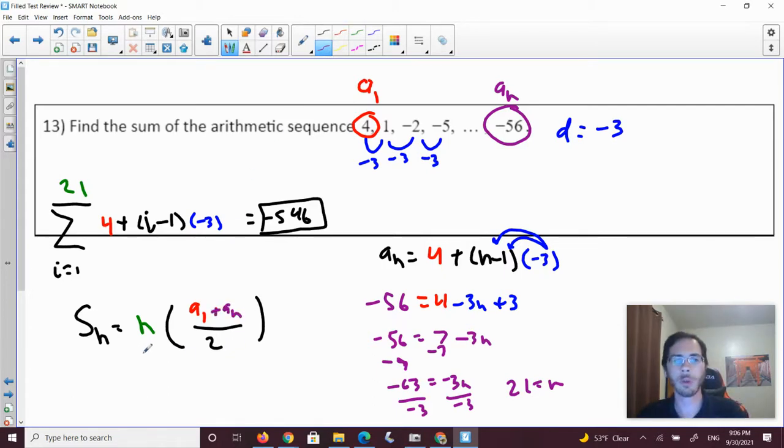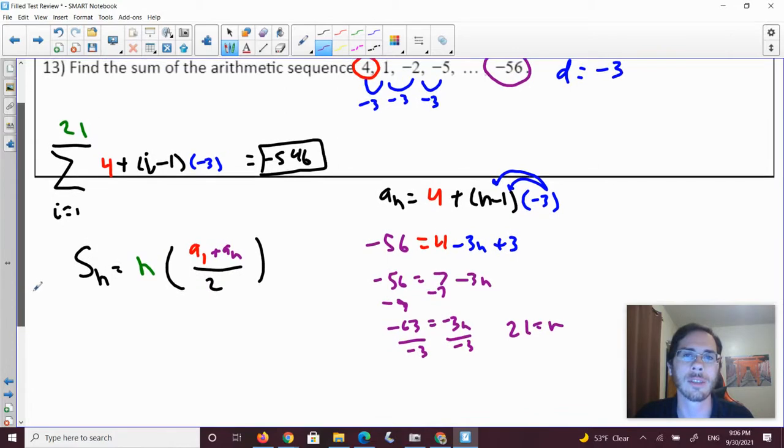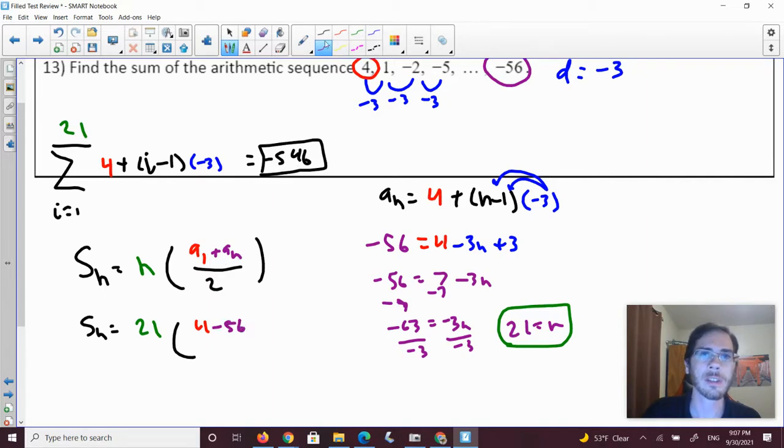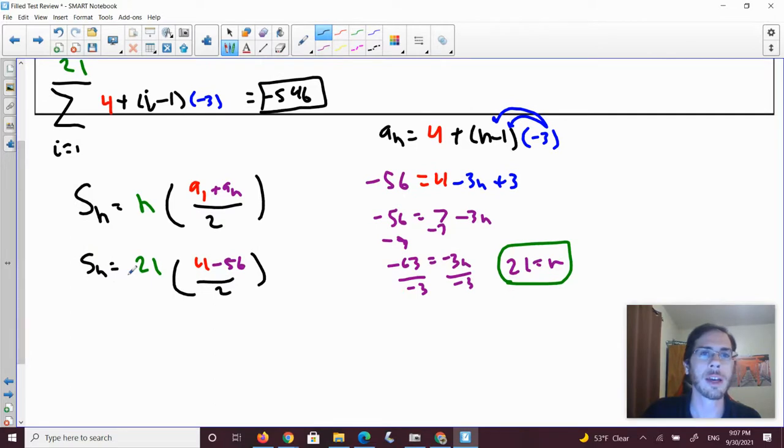Now we can see, even if we wanted to use this formula, we still had to find n. So we still had to do all this work over here to get n. We're not out of the woods. We can't just skip over this part, unfortunately. We still need to get n. We do know n is 21, so we found n was 21. So S sub n is equal to 21 times A sub 1, that's 4, A sub n is -56, over 2. We got to simplify a little bit.